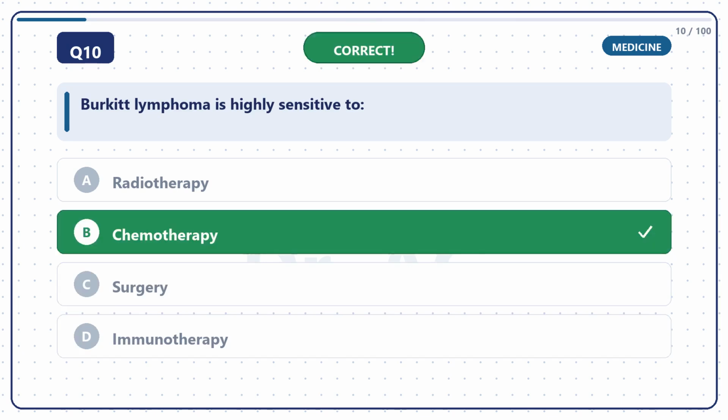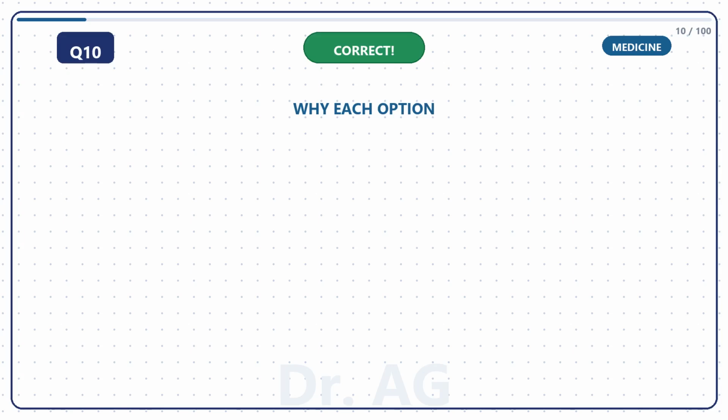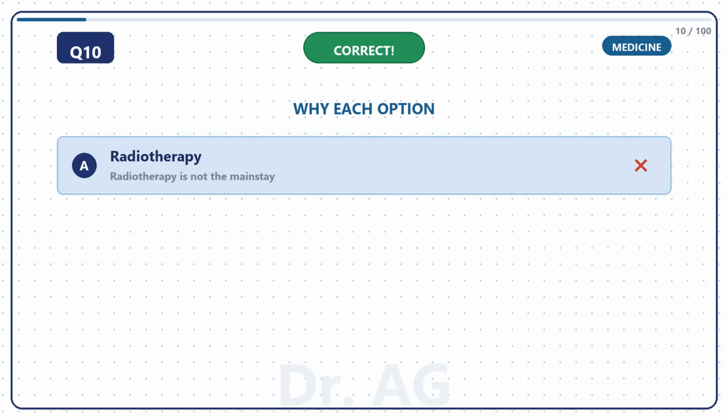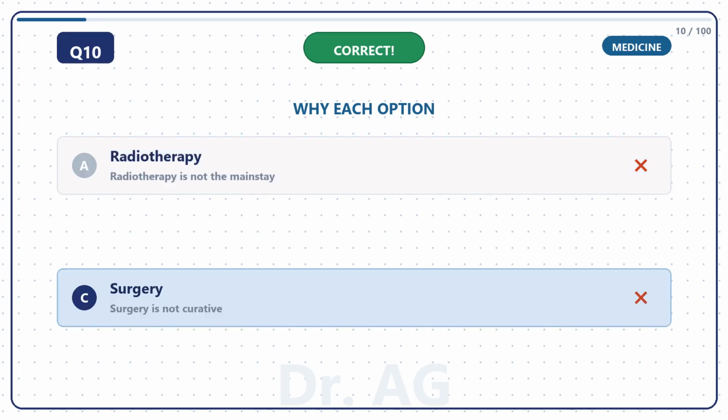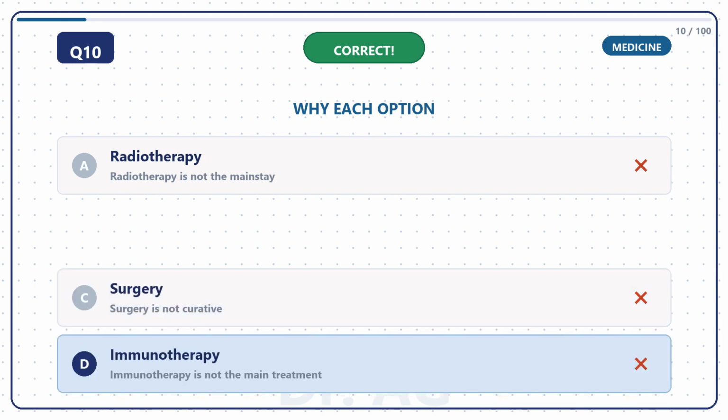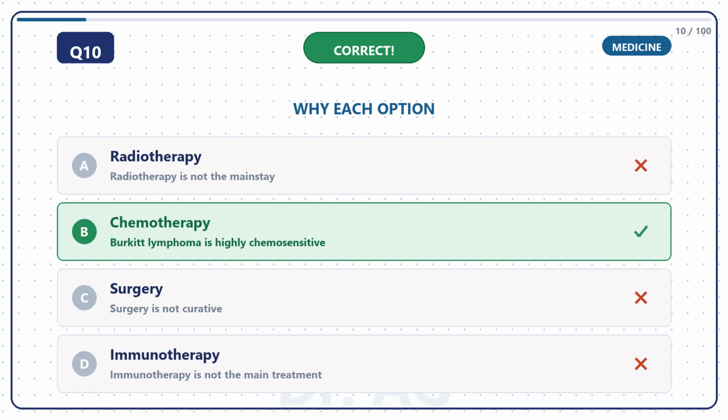The correct answer is option B, chemotherapy. Let's go through the options. Radiotherapy. Radiotherapy is not the mainstay. Surgery. Surgery is not curative. Immunotherapy. Immunotherapy is not the main treatment. And the correct answer is chemotherapy. Burkitt lymphoma is highly chemosensitive. So, the right answer is option B, chemotherapy.